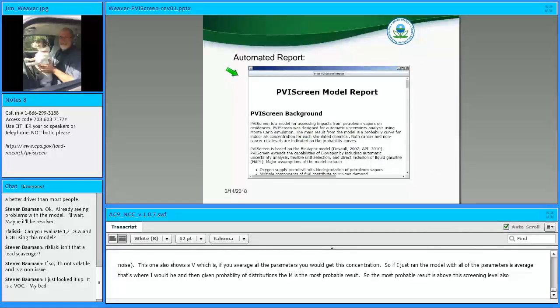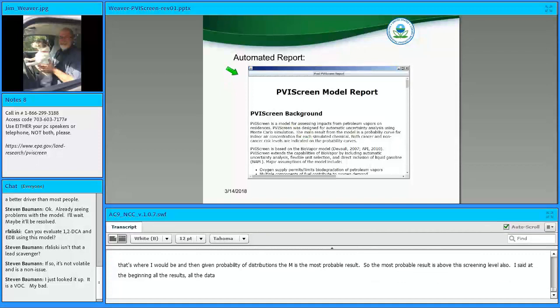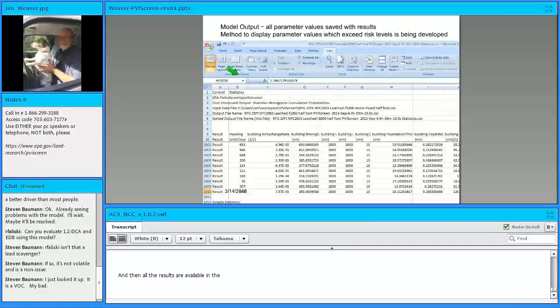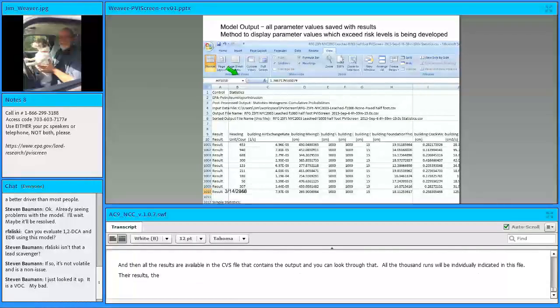Okay, I said at the beginning, all the data are compiled into a simple report. I'll show it live in a few minutes. And then all the results are available in the CSV file that contains the output. And you can look through that. All the 1,000 runs will be individually indicated in this file, their results, the parameters that were used, and as you scroll down through this file, you then see the output histograms that have been created by the post-processor.